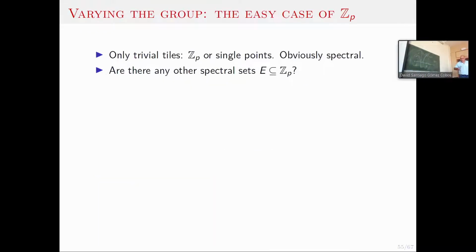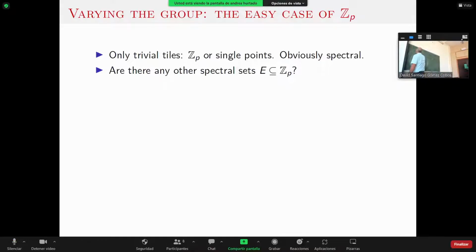Now, let's change our setting completely. If you remember, I told you that Tao disproved the Fuglede conjecture not by working directly in Euclidean space, but by first working on a group. In particular, he worked on this group.